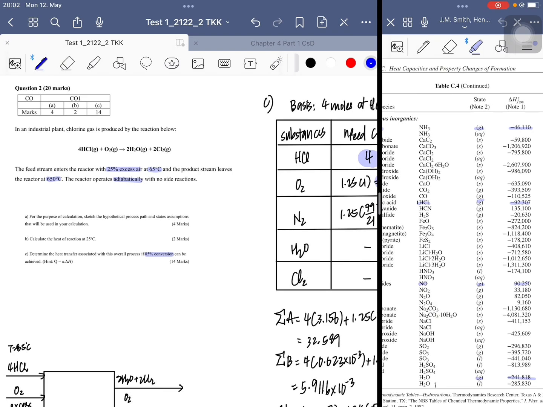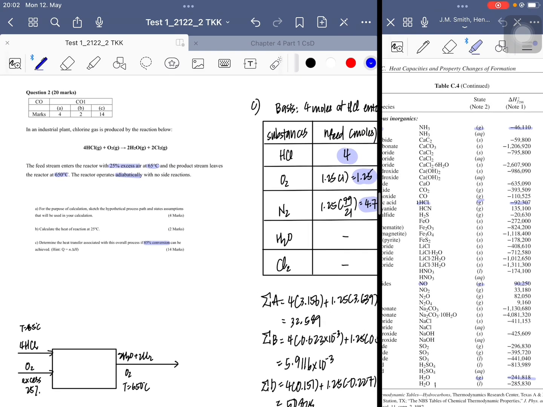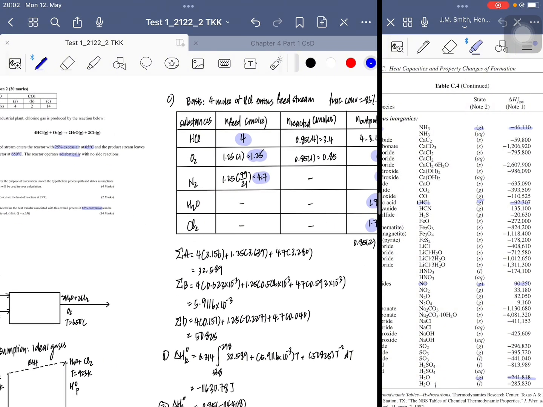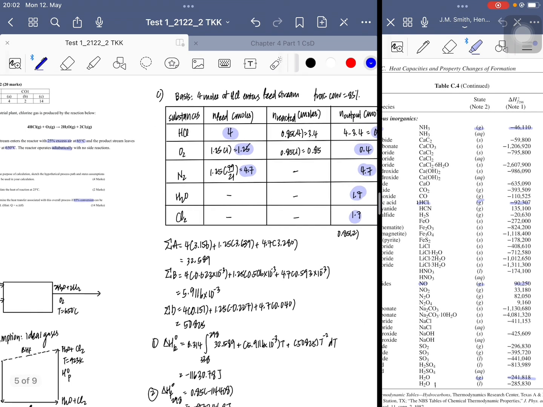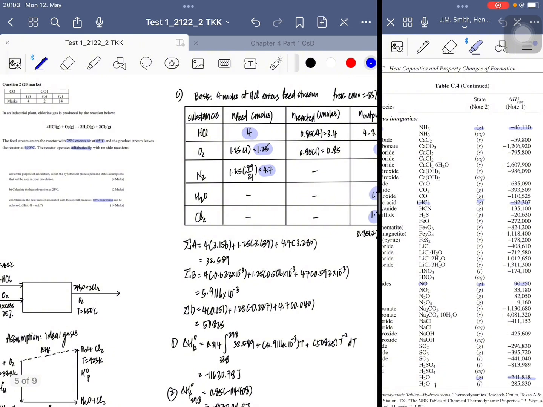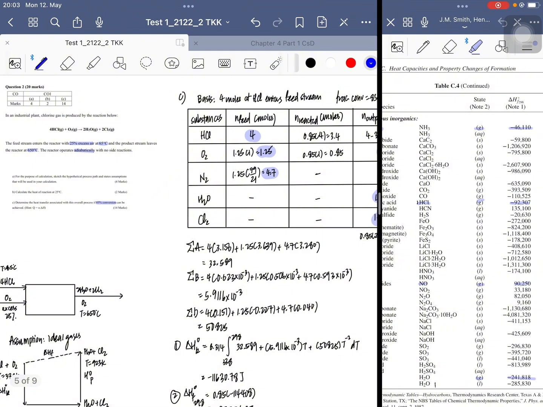And one more thing is 25% excess air. We know that if they say excess air, the 25% only applies to O2. So what do I do when I see this question? The first step is I draw a table and I list all the substances involved in this reaction. We have HCl, we have O2, H2O, and Cl2. But one component that they don't obviously put out is the N2. But we know there is N2 because they said they use excess air. Unless they say 25% excess oxygen, then sure, there is no N2 here. But since they say it's air, you have to take N2 into account.